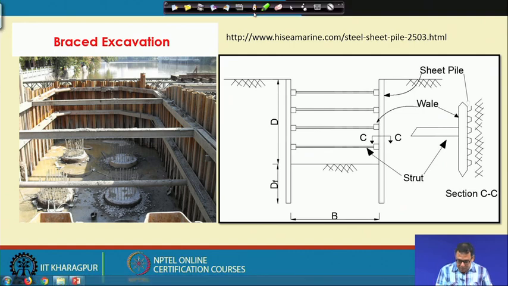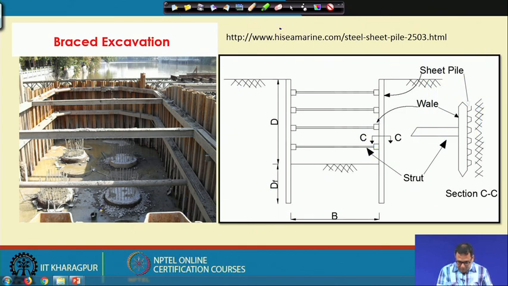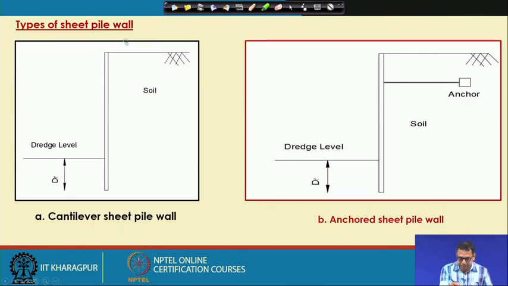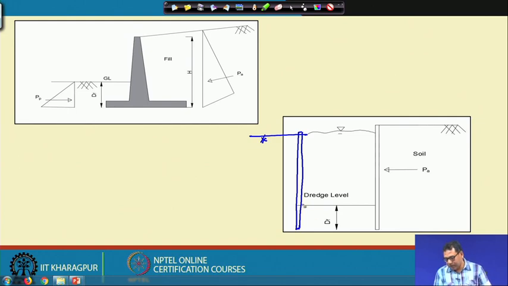This base portion is called the dredge level. Okay. So, if I draw this part, this is the wall, this is the dredge level. Now, if we have another wall on this side, and then this is another soil. Because this portion is void, either a water body is there or this portion of soil has been excavated. So, this is called the dredge level, okay, and this is the ground level.